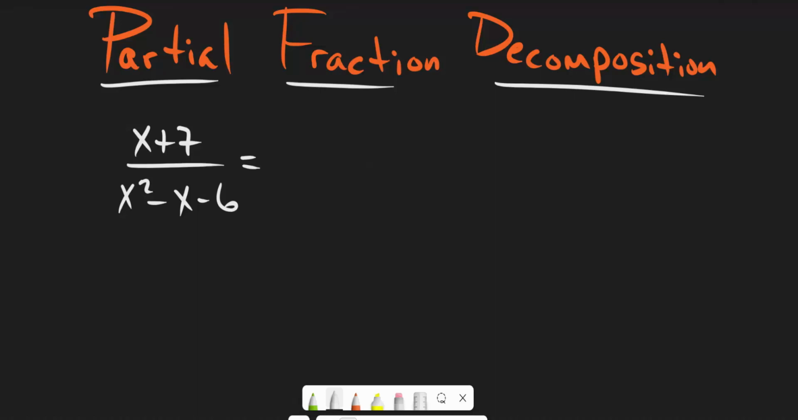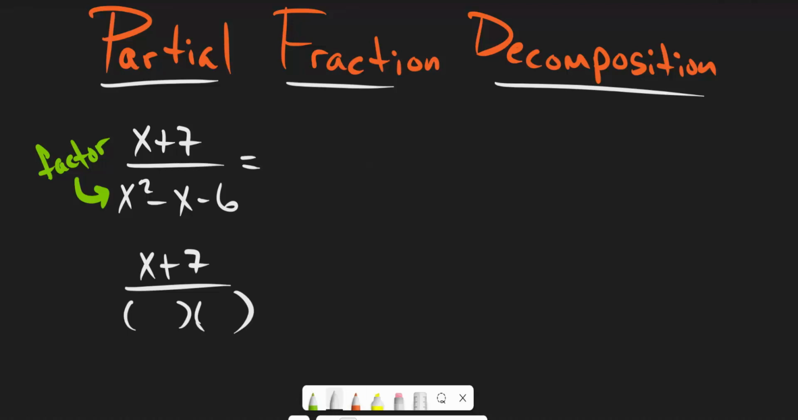Well, the first thing we do is we factor. So go ahead and factor the denominator, okay? Always the denominator. Don't mess with the numerators. Leave the numerators the way they are. So we're going to factor the denominator. Okay, that shouldn't be too bad. We're going to factor into two binomials.